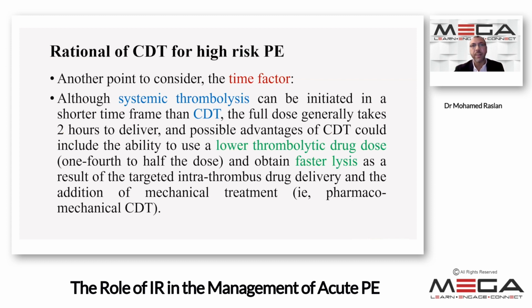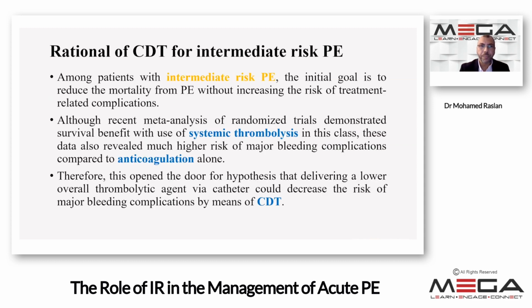Another point to consider is the time factor. When we have a patient and we go for systemic thrombolysis, this can be initiated in a shorter time than catheter-directed. However, the full dose generally takes 2 hours to deliver, and possible advantages of catheter-directed therapy could include the ability to use a lower thrombolytic drug dose, which can reach 1/4 or half the dose, and obtain faster lysis as a result of targeted intrathrombus drug delivery and the addition of mechanical treatment, which can be combined, pharmacomechanical.